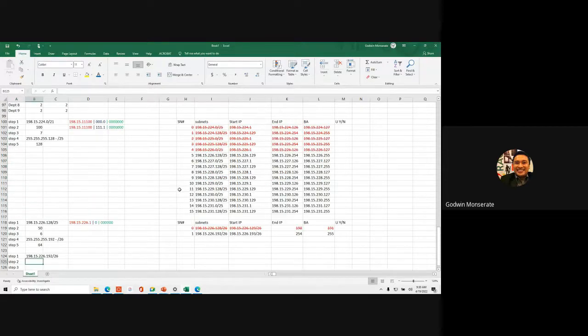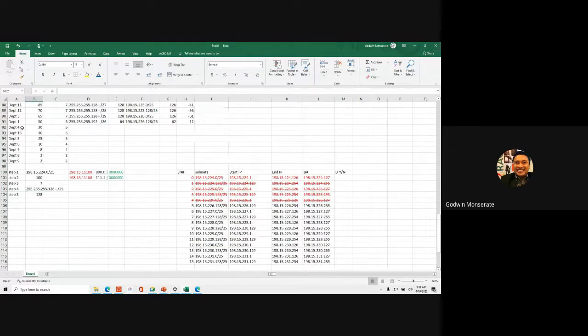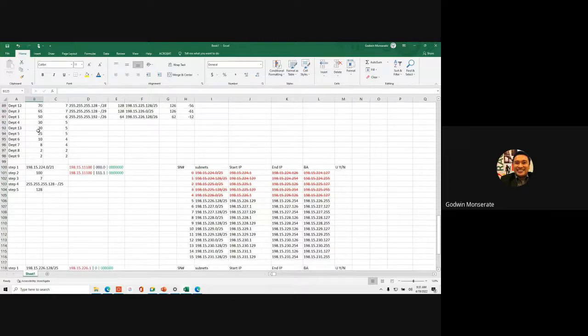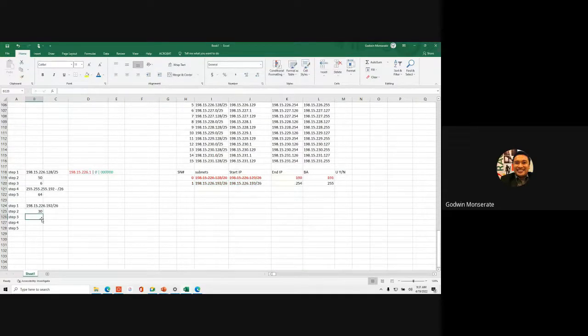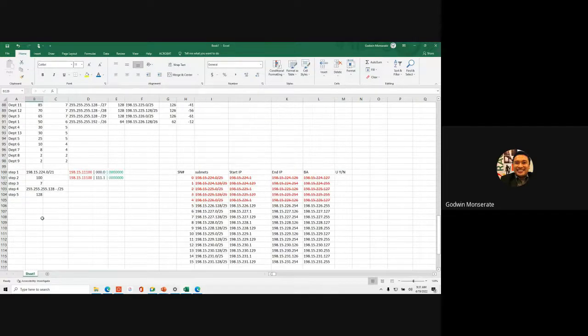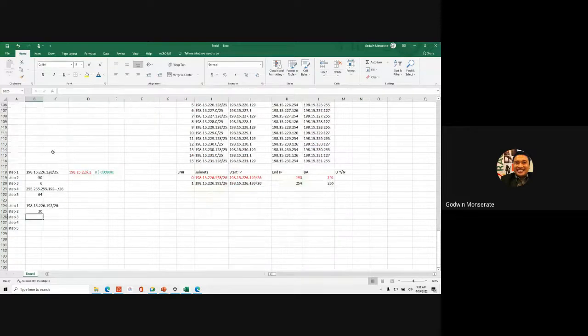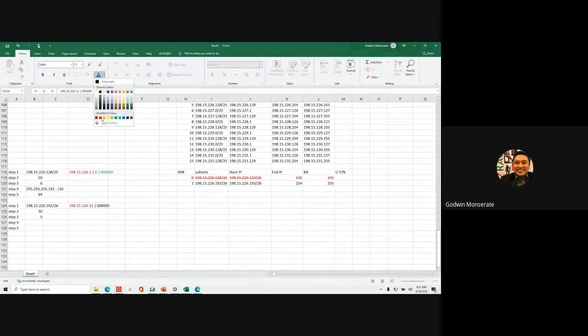So, pila to atong requirement? 30 lang. So 30, then we will borrow how much? 5. So 5. So atong siyang split into binary. 192 is 11. 1, 2, 3, 4, 5, 6. Okay. /26 is until here. Mark this one as red. And this one will be marked with green.